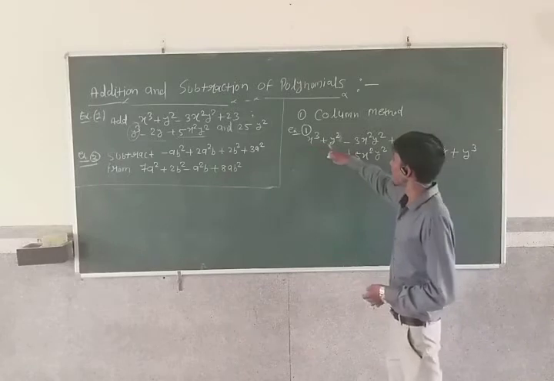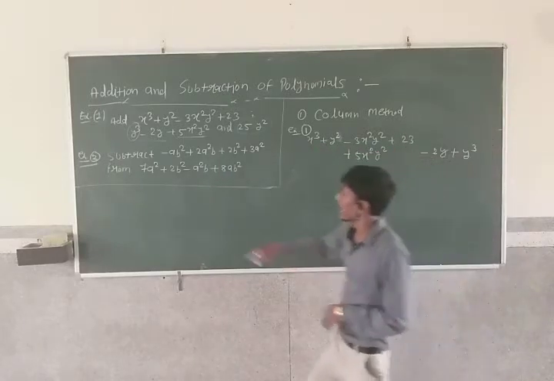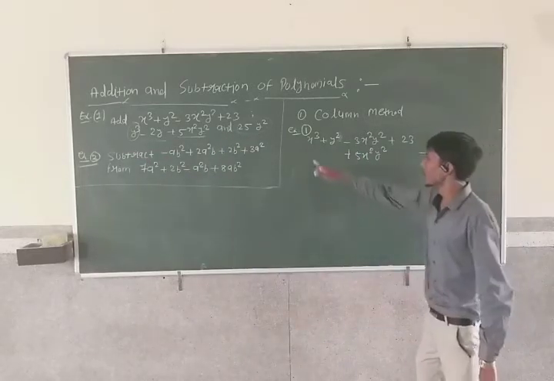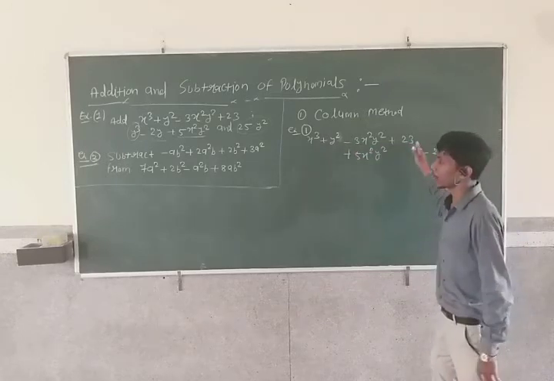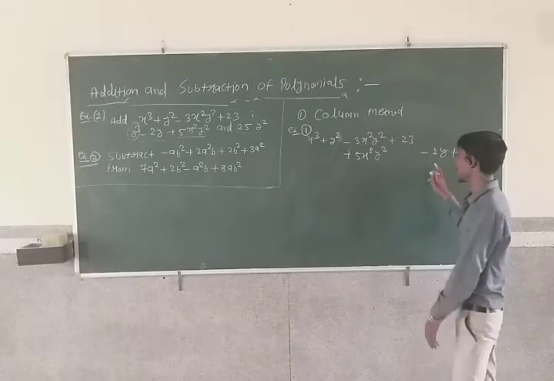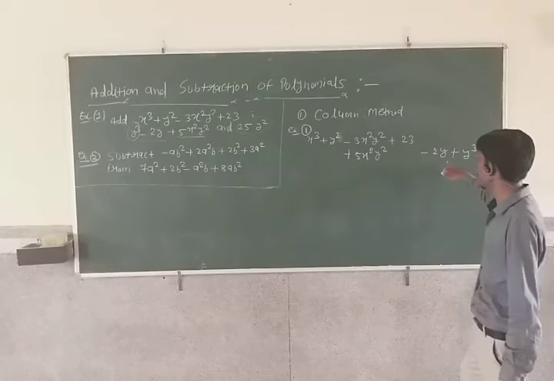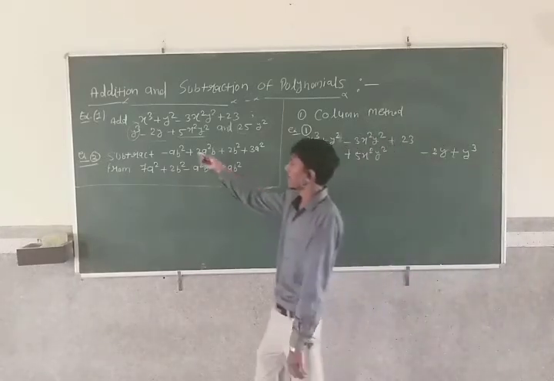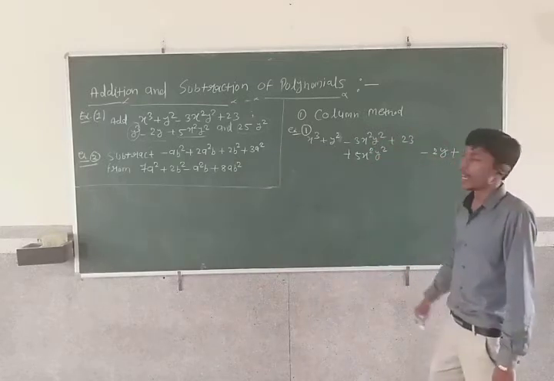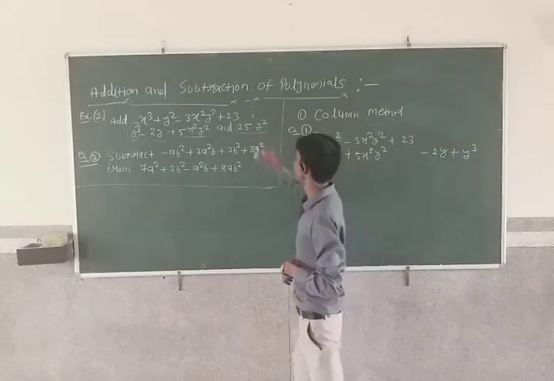This is x cube y square minus 3x square y square plus 23. Then there is a y cube. So this y cube will be written separately because we don't have any column for y cube. Then minus 2y. This minus 2y will also be written separately because I don't have any column for the variable y. But the third term is 5x square y square, so I will write it outside of the x square y square. Next, the term given is 25y square.